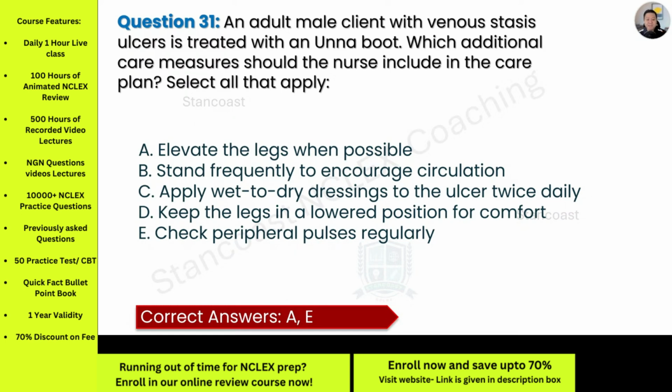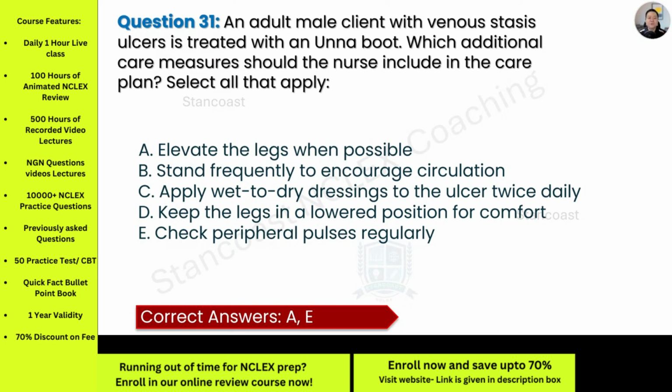Now, letter B is incorrect because it can worsen the venous stasis by allowing gravity to impede the blood return. Same thing with letter C, another incorrect option, because wet to dry dressings are not typically used with an Una boot because the dressing provides compression and remains in place for extended periods. Letter D is also incorrect because keeping the legs dependent will contradict the goal of relieving venous congestion and promoting healing. So what will be your strategy in answering this question?